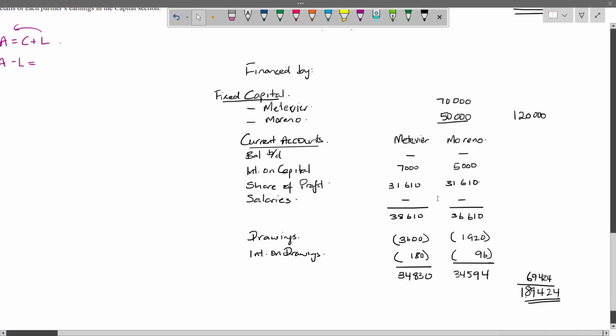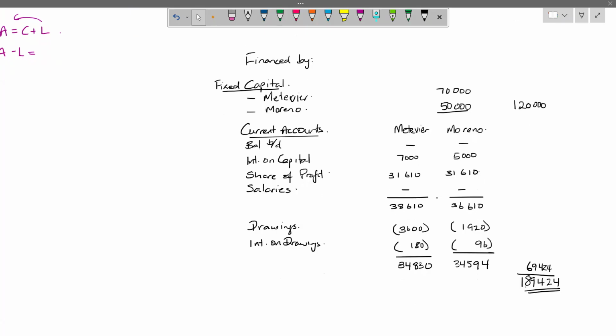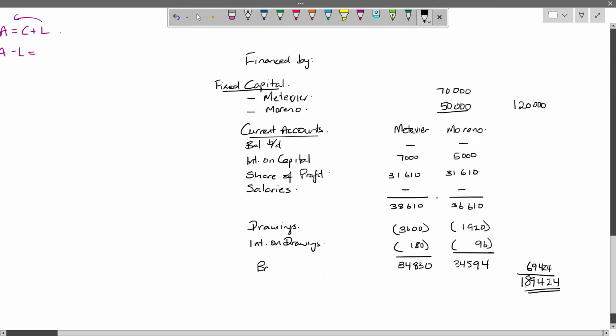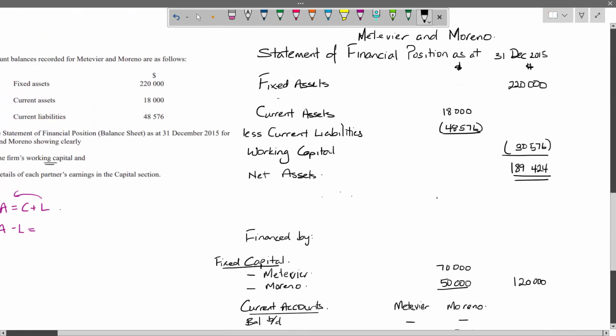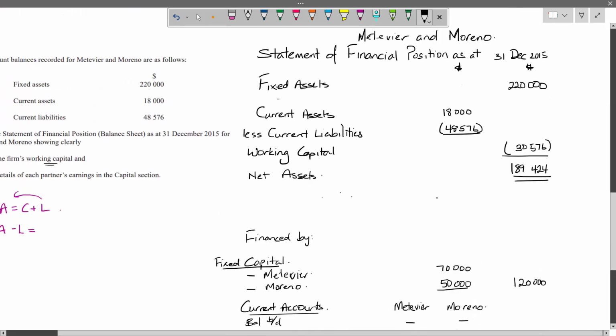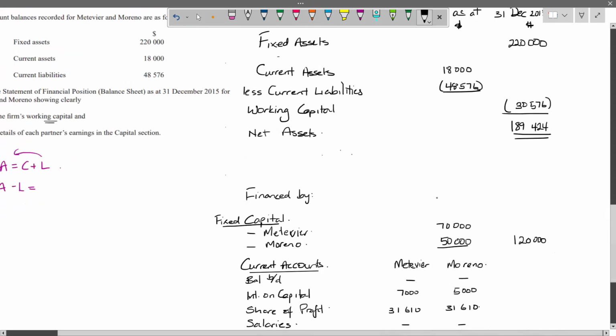All right. So for the financed by section, what we're going to do is complete these by subtracting the drawings and the interest on drawings. We're calculating our closing balances for our current accounts. We find the sum of these two and we bring it to our total column. So the fixed capital of 120,000 plus the current account balances gives us a total of 189,424. The total of our fixed assets and our working capital works out to be 189,424. And that's going to give us our balancing figure.